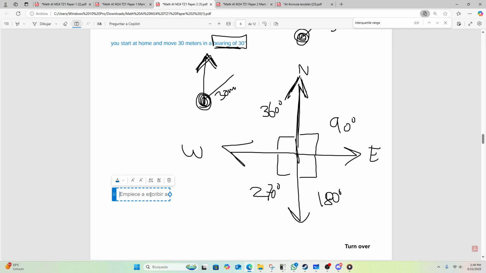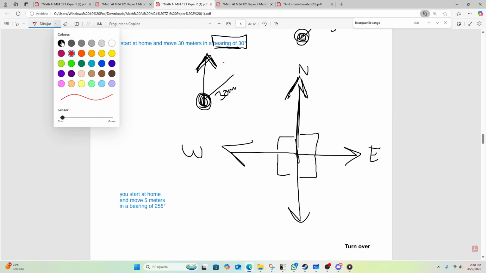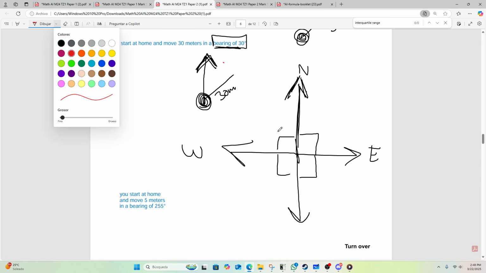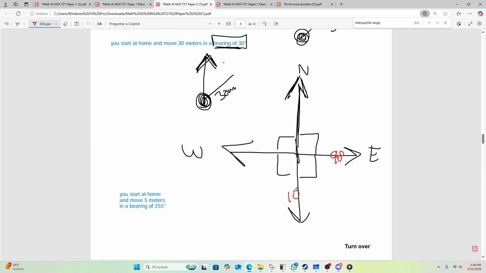So now that you know that, if you say you start at home and move 5 meters in a bearing of, whatever, 255 degrees, then you know for a fact that the 255 degrees is between this 270 and this 180, right? Let me explain it a little better. Straight east is 90 degrees. Straight south is 180. Straight west is 270. And if you come back north, it's 360, which is the same as just not moving.